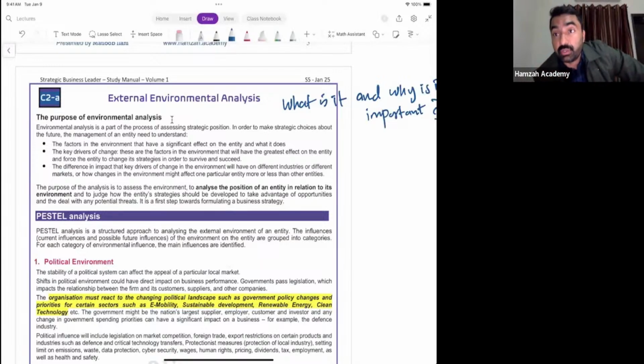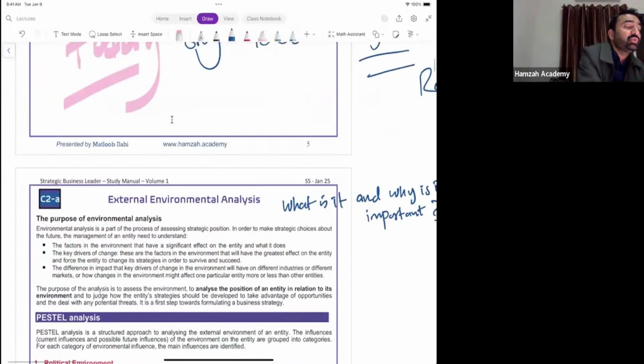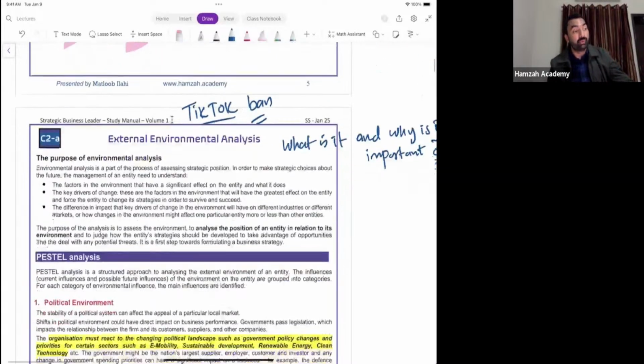TikTok, you might have heard about the TikTok problem or the ban. We are hearing in the news that TikTok is being banned in the US. So this is a good example to understand how politics, a change in the political landscape, would affect business and business strategies, their business models as well.